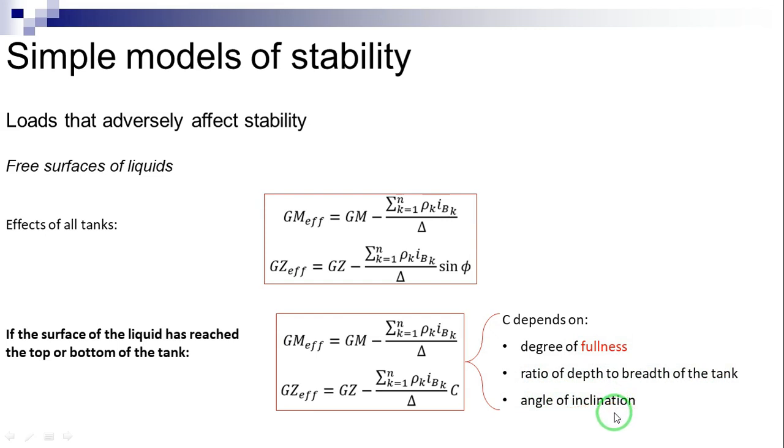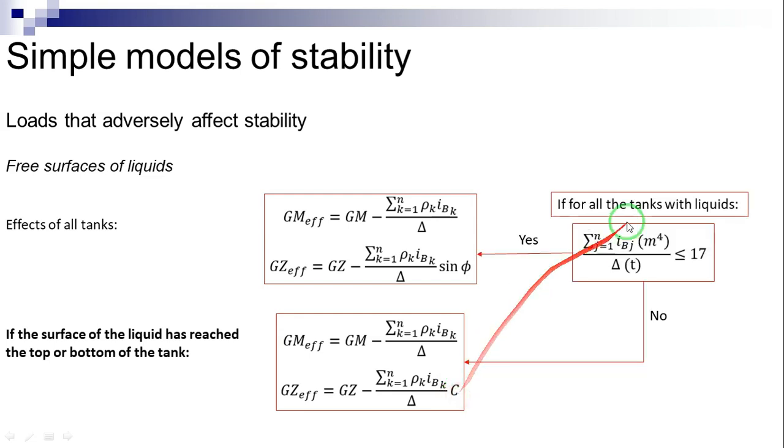The values of C can be encountered from tables for the tanks that are half full, 95% full, and 98% full. Note that generally, if for all the tanks with liquids with free surface in a ship this equation stands, the value of C in fact approaches the sign of phi, and we can use this equation. Otherwise, the second method based on C must be used.